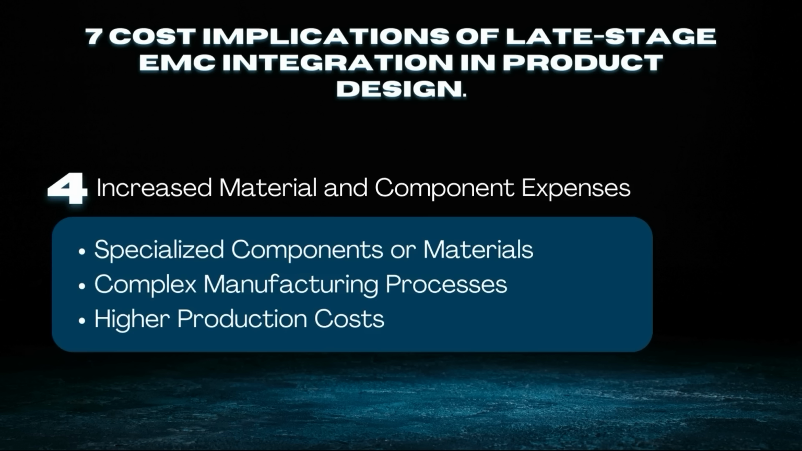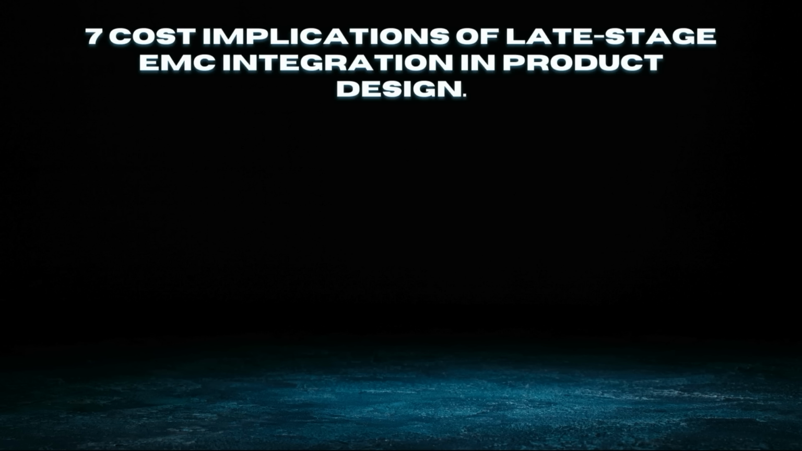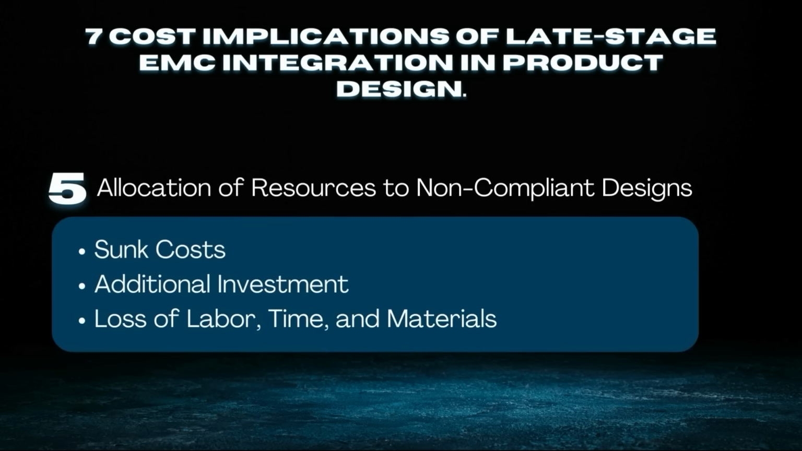4. Increased material and component expenses. Efforts to achieve EMC compliance can raise the bill of materials. This includes adding specialized components or materials and potentially more complex manufacturing processes, all of which contribute to higher production costs. 5. Allocation of resources to non-compliant designs. Resources invested in designs that fail EMC compliance represent costs that cannot be recovered. This includes labor, time, and materials spent on non-compliant designs, necessitating additional investment in redesign and testing.